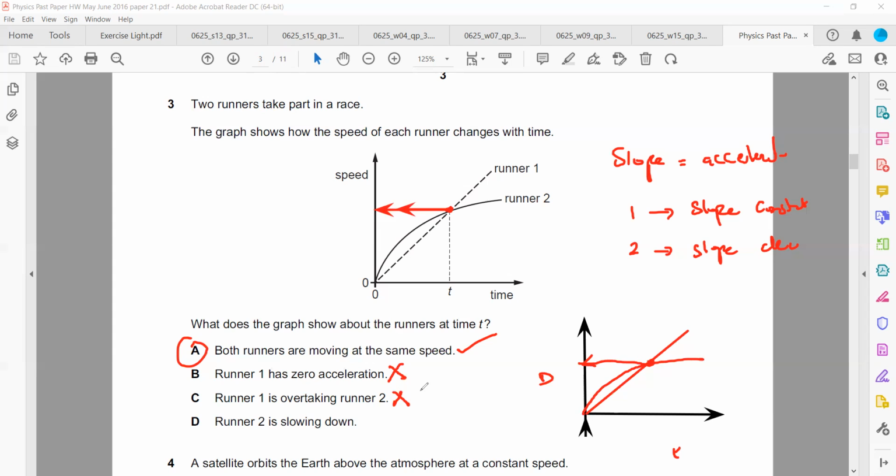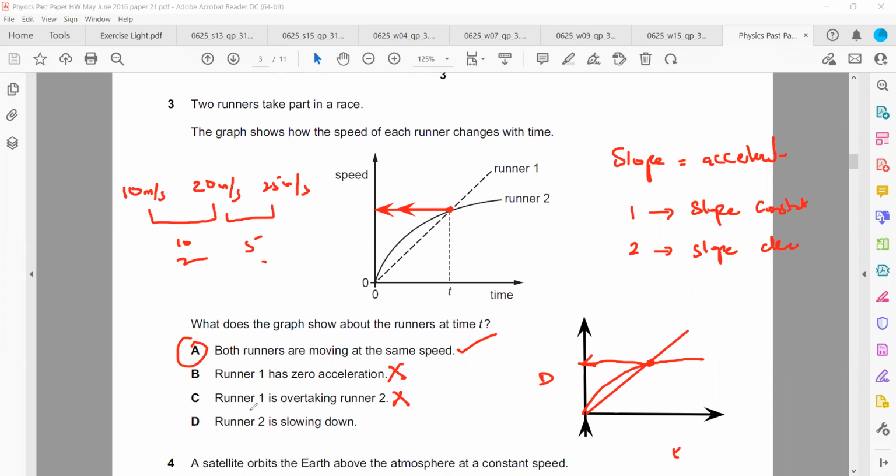That's why we cannot say this is a valid conclusion. And runner 2 is slowing down? He is not slowing down, his acceleration is decreasing. Slowing down means deceleration. For example, maybe first he was moving with 10 meter per second, then he moves with 20 meter per second, then he moves with 25 meter per second. So you can see here the acceleration is 10, then acceleration is 5. So acceleration is decreasing but not the speed.